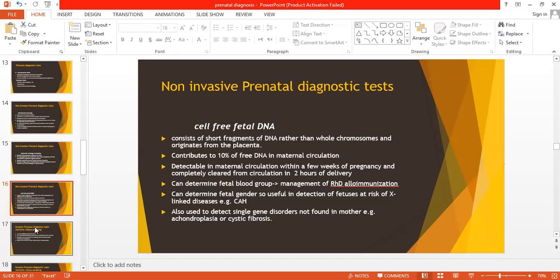It can determine the fetal gender, so it is useful in detection of fetuses at risk of X-linked diseases. ठीक है? And also in cases of congenital adrenal hyperplasia. It is also used to detect single gene disorders not found in mother, for example, achondroplasia or cystic fibrosis. These are a range of conditions that are diagnosed by the genetic analysis of cell-free fetal DNA and hence help in the management. ठीक है?